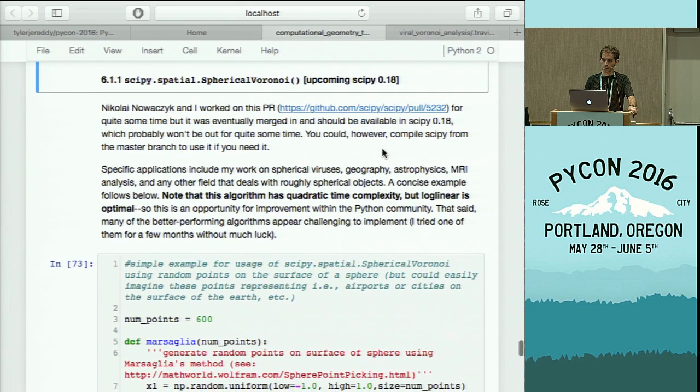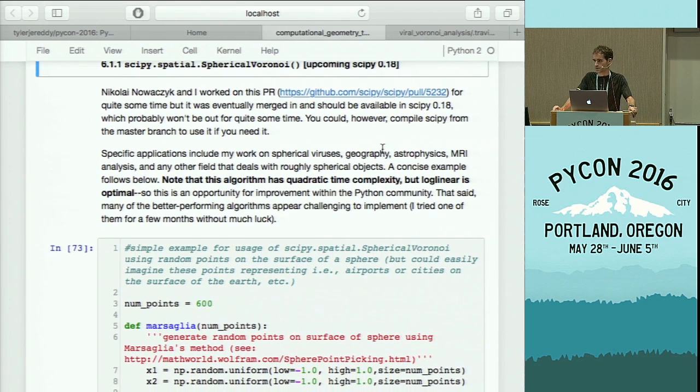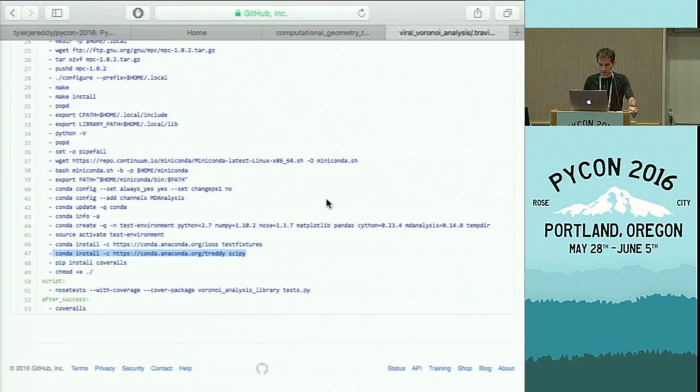It should be out probably, well, probably at least a few months until SciPy 0.18 is out. If you want to run the code yourself, if you just use an older version of SciPy, that's fine, but you won't be able to run it because it's bleeding edge master branch stuff that isn't available in the normal channels.